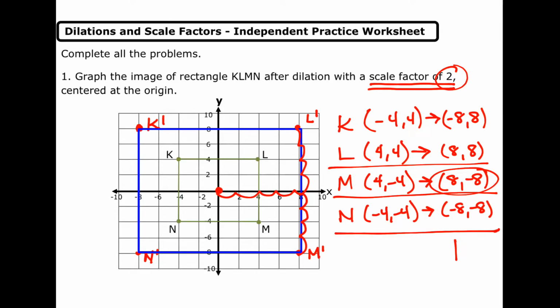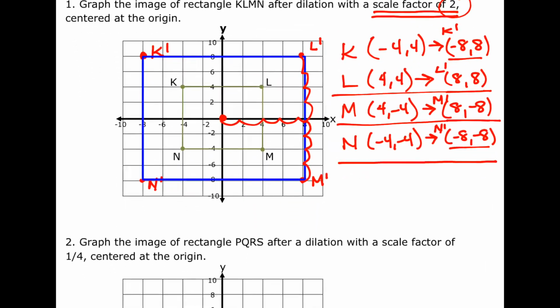All right, so let's clean this up a little bit. You should have on your note sheet here the drawn dilated image, and you should also have all of your new coordinates listed over here. So this is K prime, L prime, M prime, and N prime. And it helps to have the originals listed as well so that you can see the transformation as just a multiplication by the scale factor. So let's move on to the next example.